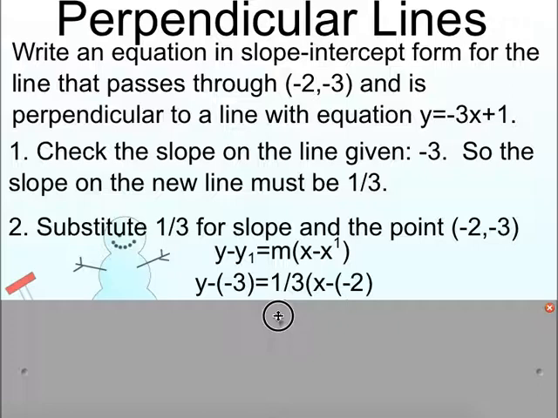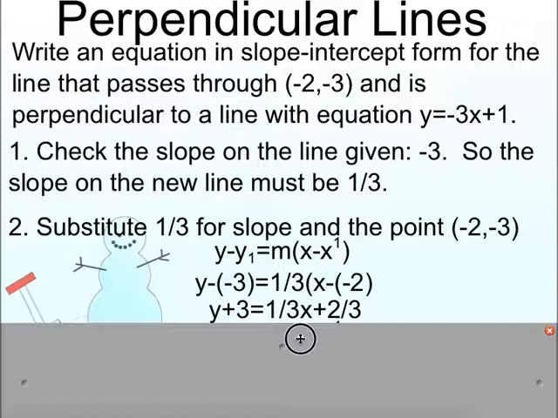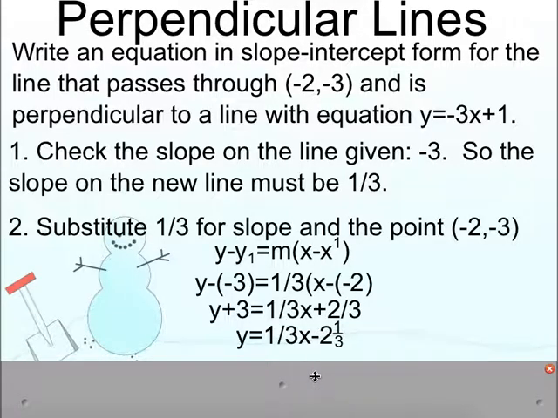And we can make it a y plus 3 and an x plus 2, and we can distribute to get y plus 3 equals 1/3 x plus 2/3. We subtract to get y equals 1/3 x minus 2 1/3, or we could say 7/3.